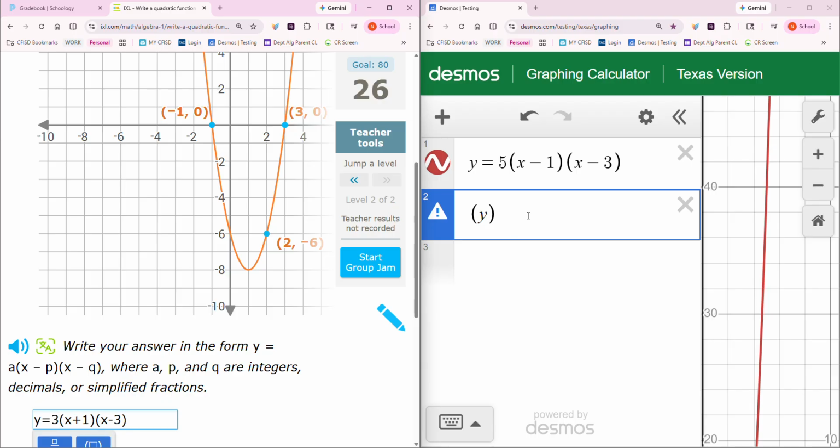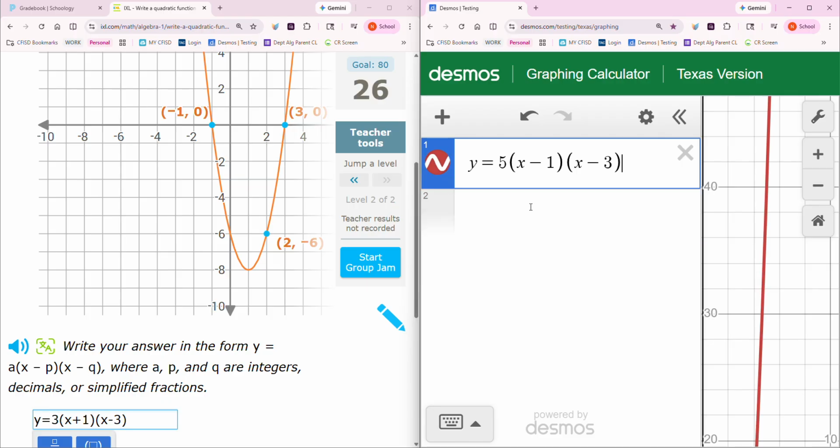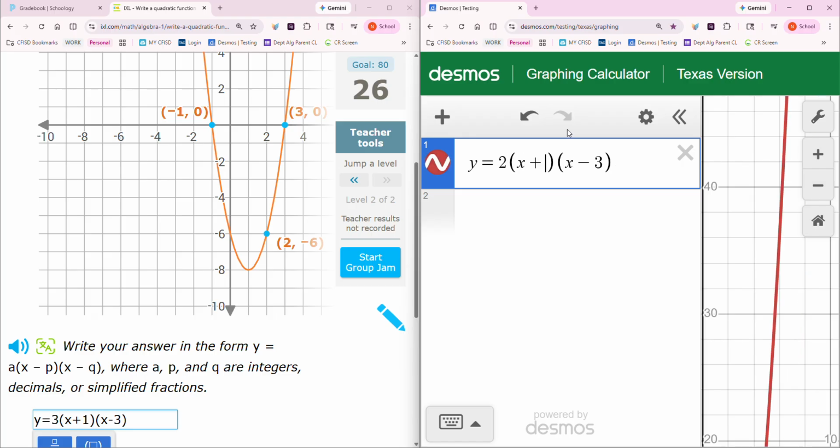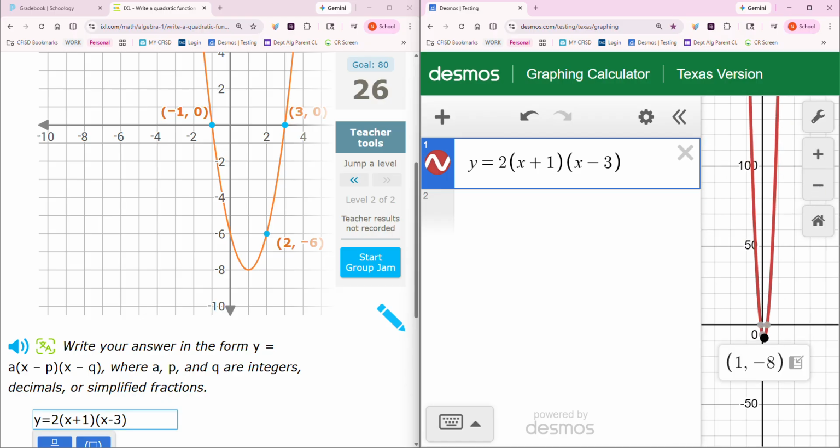And just for the sake of checking this, again, I'm going to put 2, and I'm going to change my signs. Oops, that should be 2, not 3. Dang it, fat fingering that. Okay, 2, that's going to be x plus 1, and x minus 3. All right. Oh, I can't zoom out. My mouse is not working. So I have a vertex of 1, -8, which is true there.